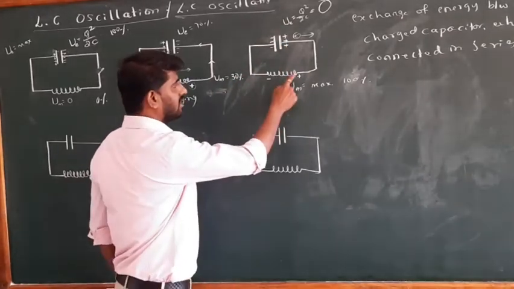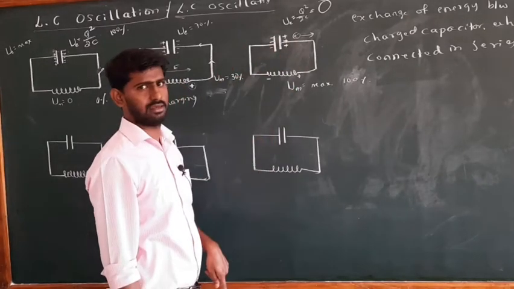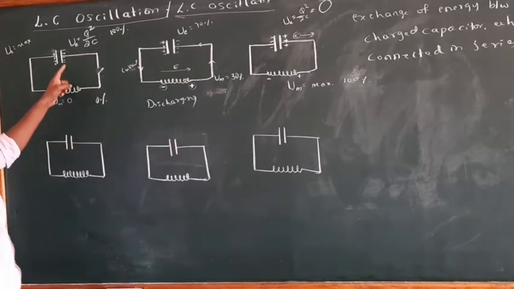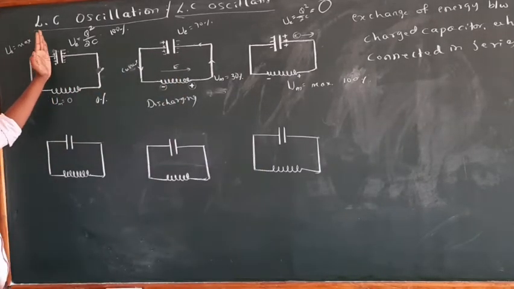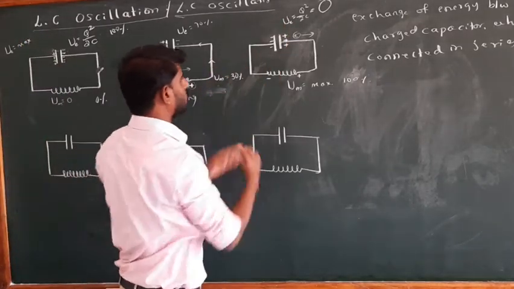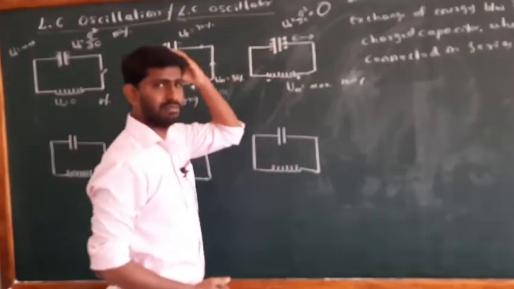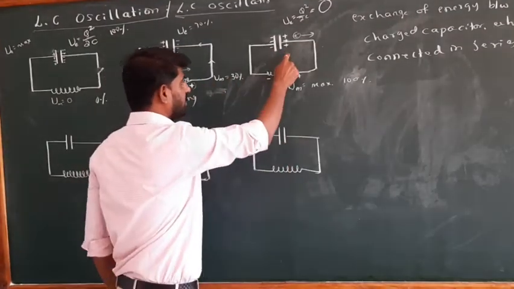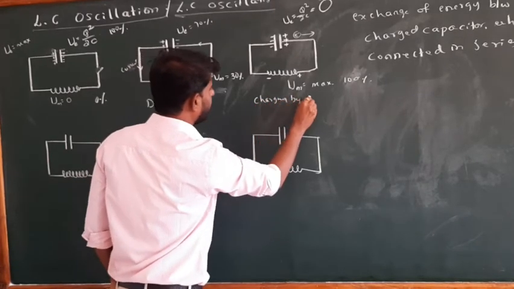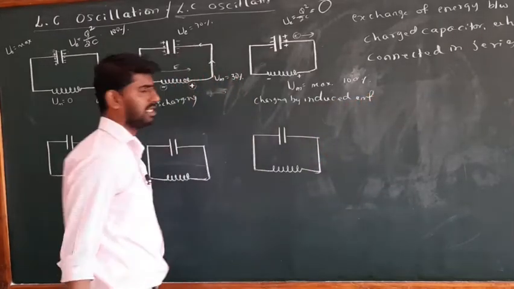So like this, the induced EMF starts to charge the capacitor again, but in a reverse direction. See the first diagram: here we had the positive plate and the second one was negative, and now this becomes positive and this is negative. Means there is a charging but in the opposite direction. That charging is by the inductor, or you can write induced EMF, charging by induced EMF.